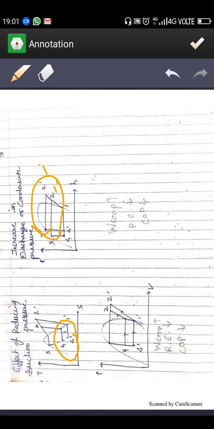And effects is already written here, that work done on compressor increases, the refrigerating effect decreases, COP of the system also decreases, and effect of reducing suction pressure is that compressor work increases, refrigerating effect decreases, and coefficient of performance also decreases here.